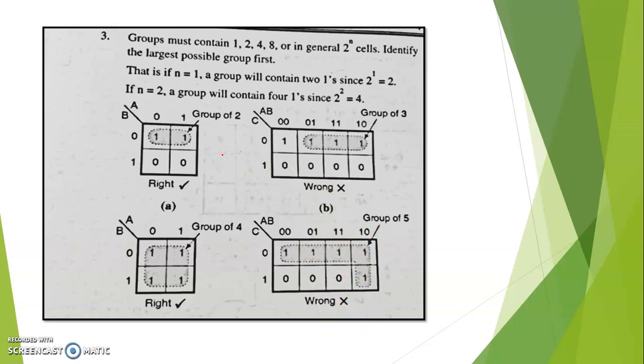That means 2 raised to 1, 2 raised to 2, 2 raised to 3, and so on. Okay, so that's fine. You can do groups of 2, 4, 8, 16, 32. So this is the right way of grouping. You can see this. I will give you time.